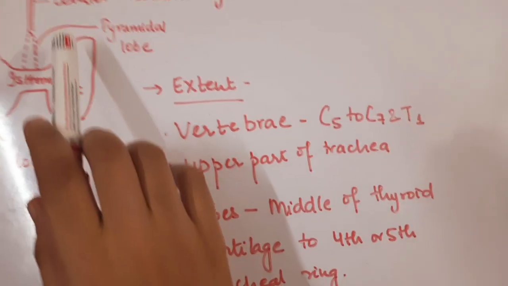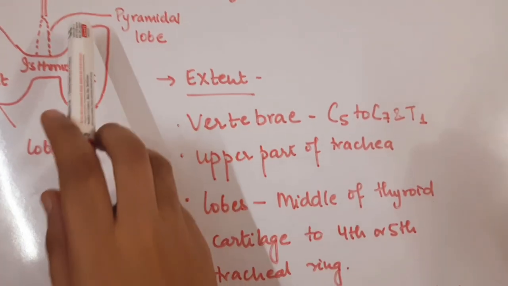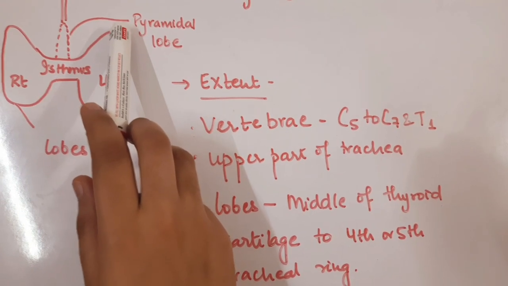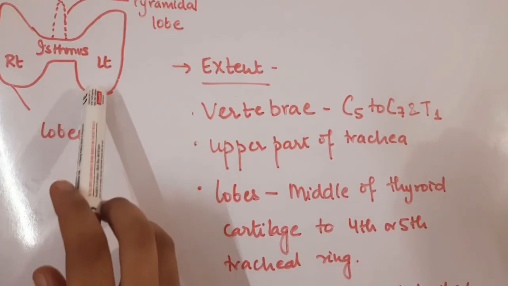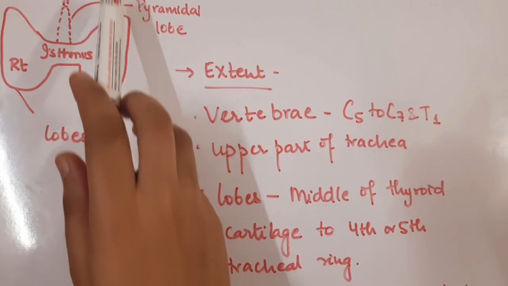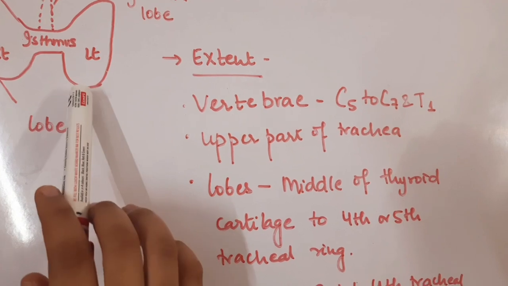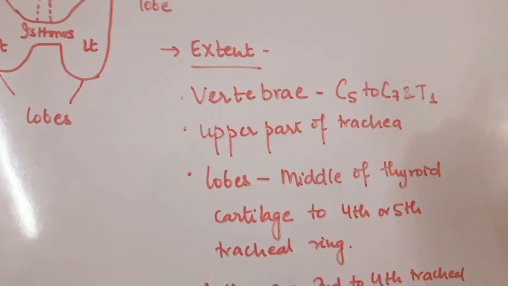If we look at the extent of the individual lobes, the lobe starts from the middle of the thyroid cartilage. So the upper part of the lobe will be associated with the middle of the thyroid cartilage to 4th to 5th tracheal ring at the bottom. So the upper part will be associated with the thyroid cartilage and the lower part will be associated with the 4th to 5th tracheal ring. This is the extent of the lobe.